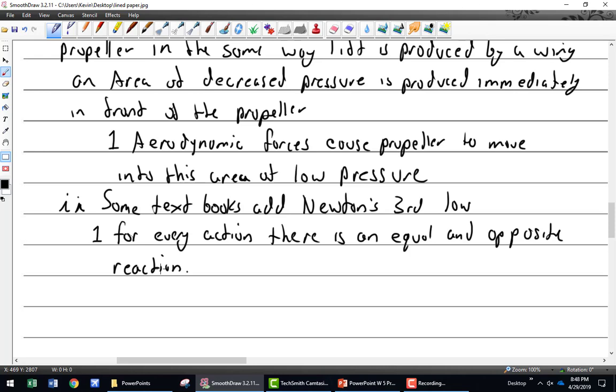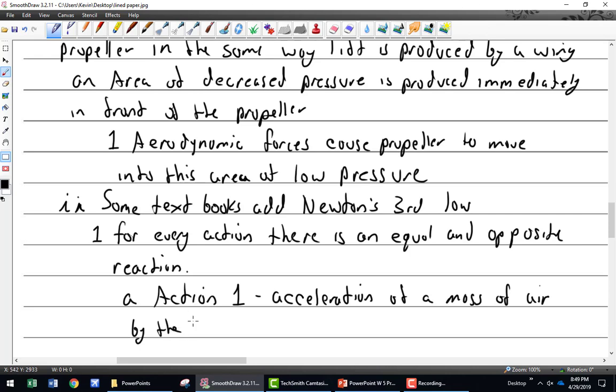There's an equal and opposite reaction, and the two are directed along the same straight line. We don't need to do all that. Okay, so action 1. What is my action 1? So for every action, there's an equal and opposite reaction. So what is action 1? Blade acts on air. Okay, so we'll say acceleration of a mass of air. So the propeller is going to take this mass of air and accelerate it backwards, hopefully. Mass of air by the blade toward the rear of the plane.